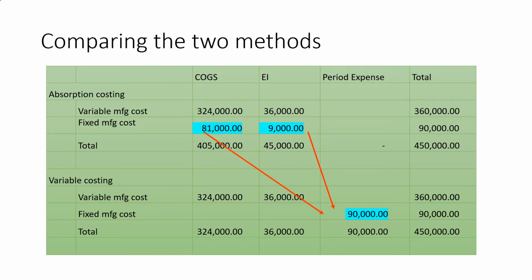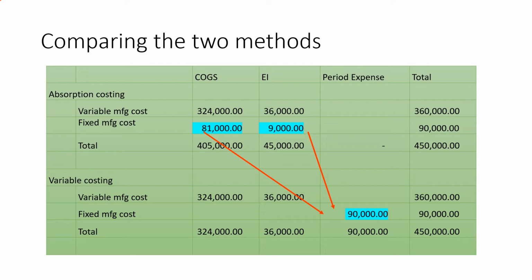So, yung 324, kung balikan natin, nasaan napunta? Napunta sa COGS. And saan magre-reflect itong COGS? This will be reflected in your income statement. Yung 36,000 naman, saan natin makikita yan? Makikita natin yan sa ating balance sheet. So, in short, yung 360,000 that you spent for variable manufacturing cost, 324 is already recognized as an expense, while the 36,000 remains as an asset.